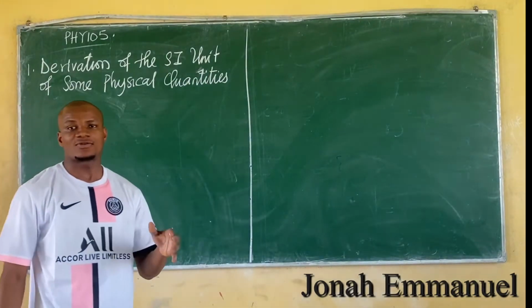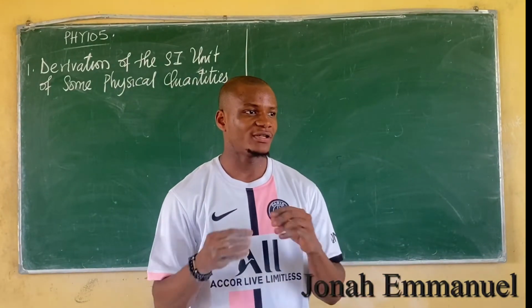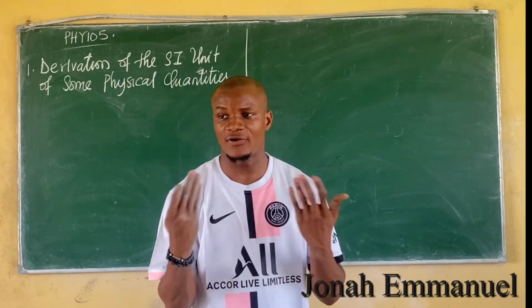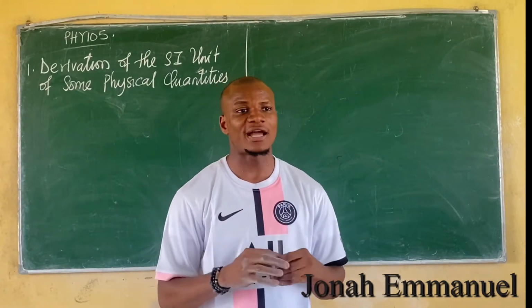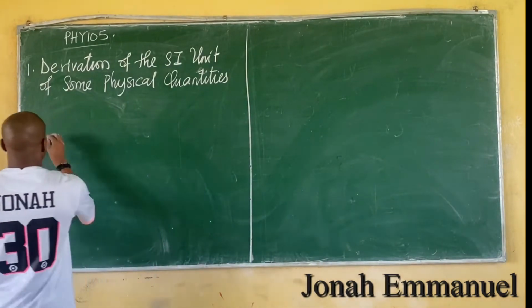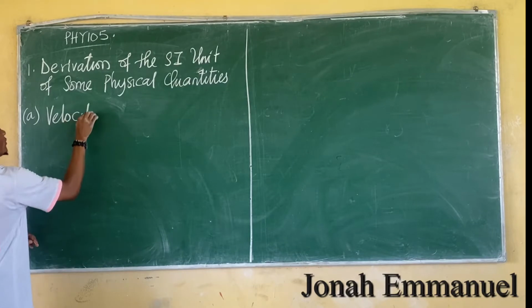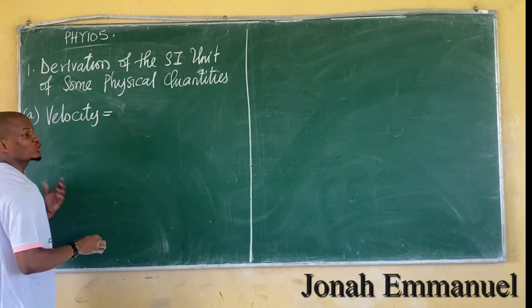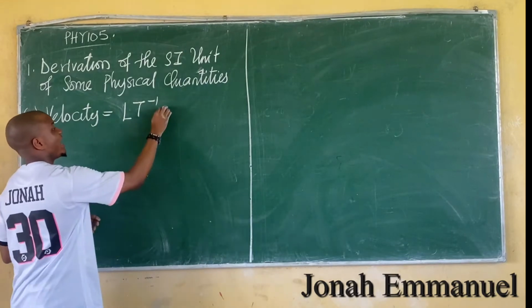You see a question like this. They will say using dimensioning derive the SI unit of velocity. That's an example. How do you do that? It's very simple. Let me start with velocity. Please, for velocity, what's the dimension there? L T to the power minus 1. How do you derive the SI unit?